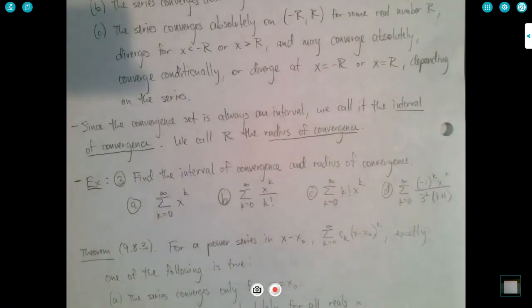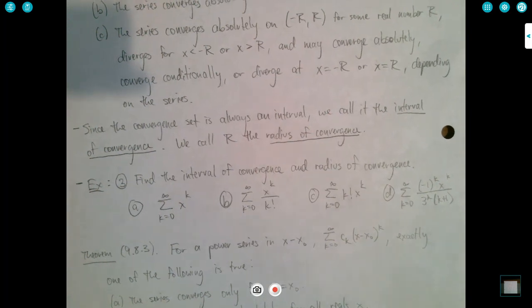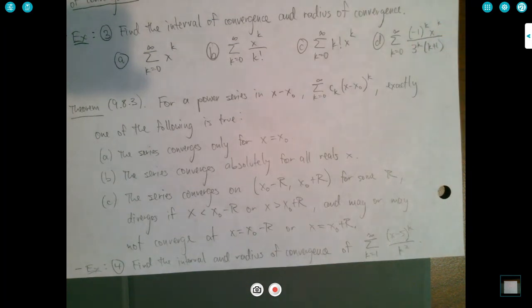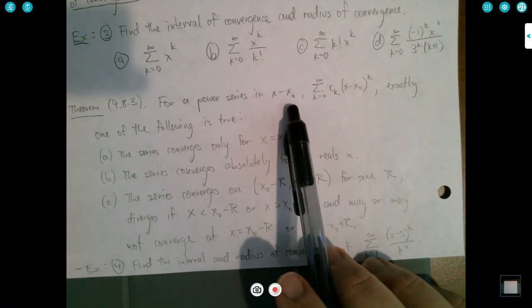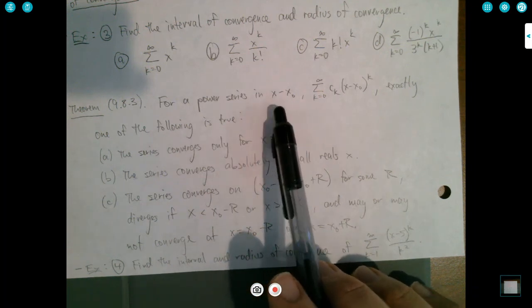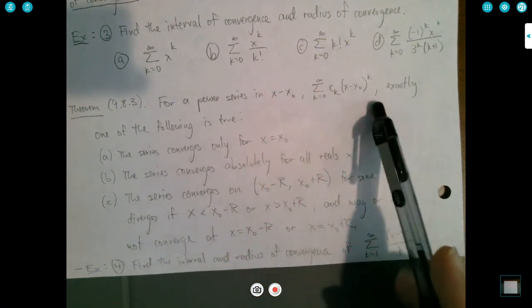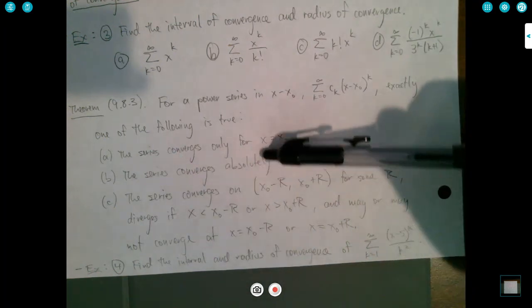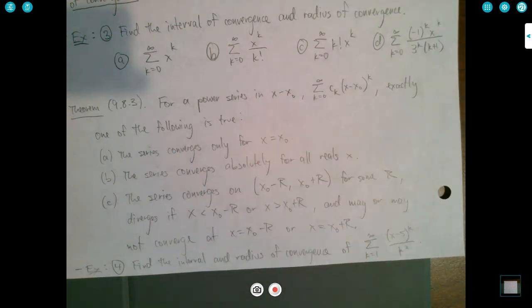So so far, we've been looking at these power series that are centered at 0. You could have power series centered at some place other than 0. You could have a power series centered at x naught, right? So for a power series in x minus x naught, exactly one of the following is true. And then you have the same cases as you did for power series centered at 0, okay?